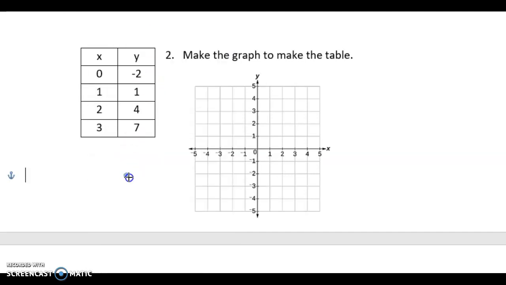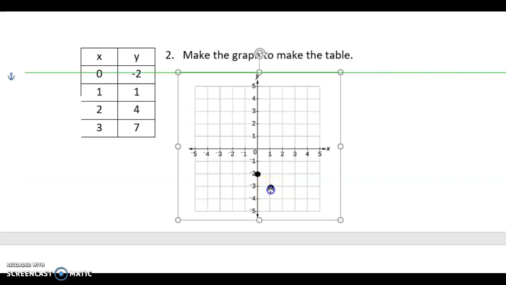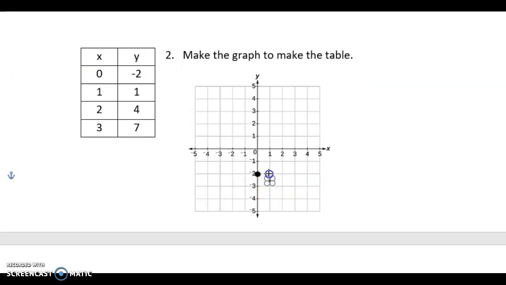Okay, I'm just going to make a little dot here that I can reuse. So we have a point at 0, -2. We also have a point at 1, 1. And we have a point at 2, 4.